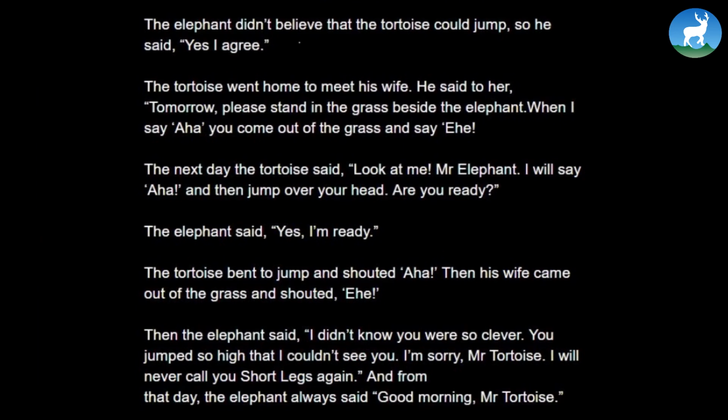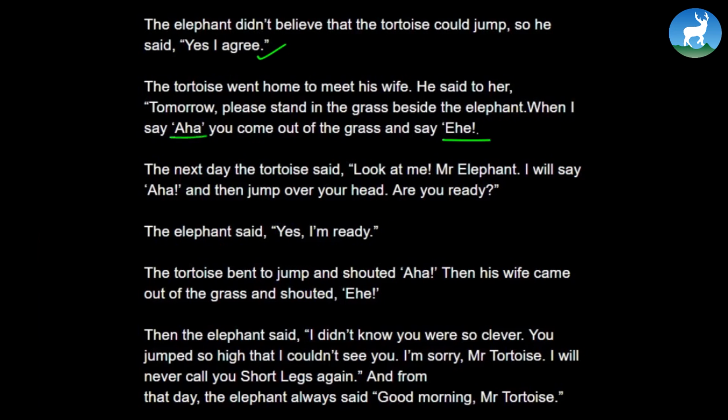Let's find out what happens now. The elephant didn't believe that the tortoise could jump, so he said, "Yes, I agree." The tortoise went home to meet his wife. He said to her, "Tomorrow, please stand in the grass beside the elephant. When I say aha, you come out of the grass and say hey hey." So that's the plan, you see.